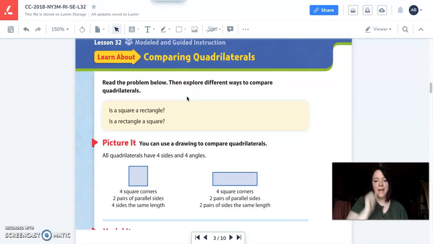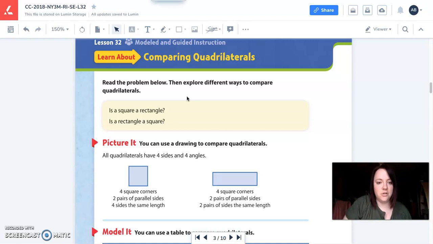Okay, now we're modeling and we're guiding instruction, okay? So I'm going to kind of walk you through this a little bit, ask you a question, maybe give you a second to answer. Okay, read the problem below. Then explore different ways to compare quadrilaterals. Is a square a rectangle? Is a rectangle a square?